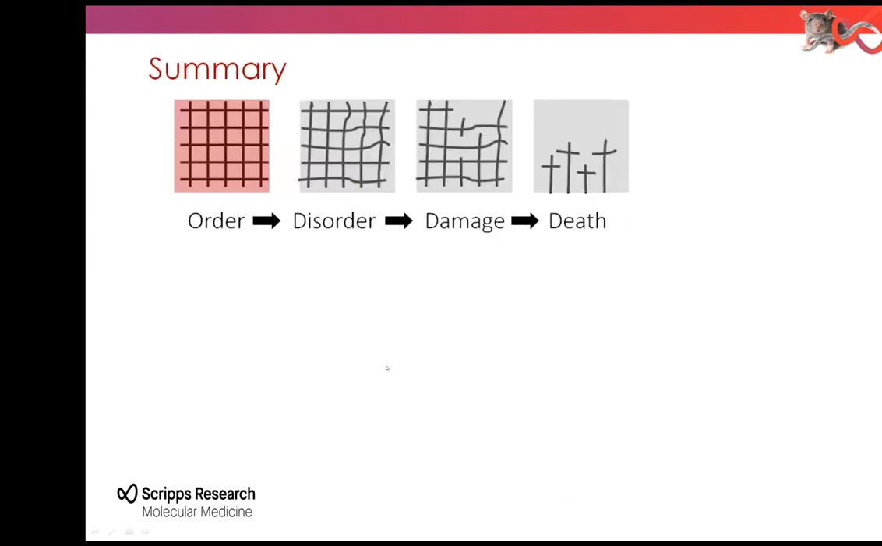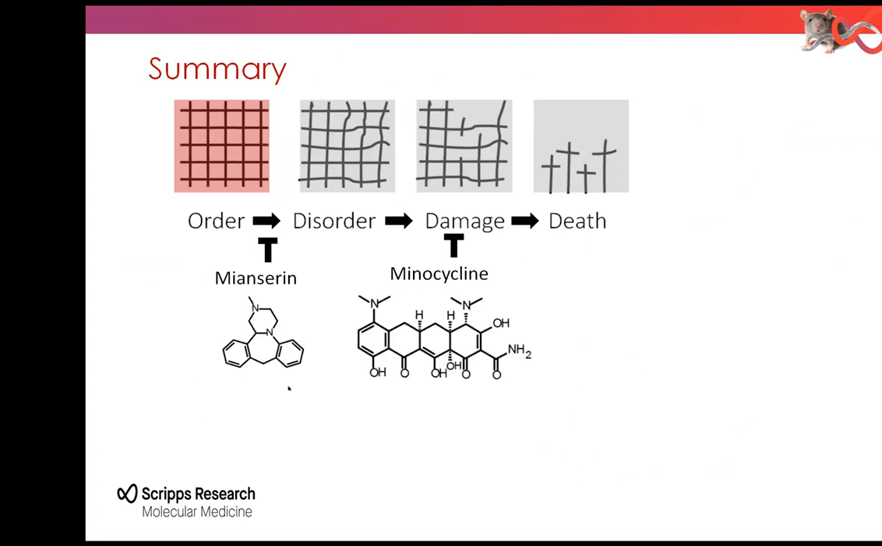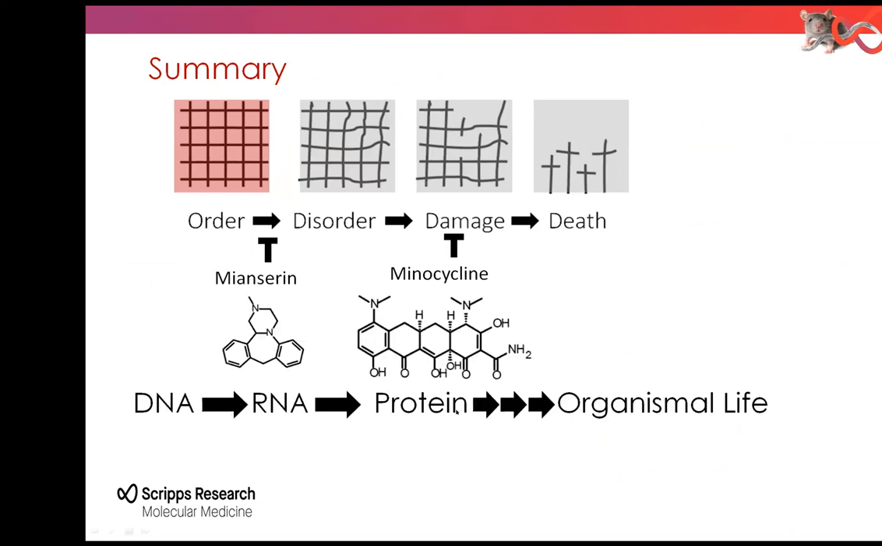So here is the summary. We think about aging from an order, disorder, damage, and death perspective. We have Mianserin that seems to block the transition from an ordered to a disordered state. We have minocycline that indirectly generates folding capacity by reducing protein synthesis. And this nicely goes along with the molecular information paradigm that's necessary for organismal life. Obviously we're now looking for molecules that block part of these downstream mechanisms, to see whether they can add lifespan even later in life.